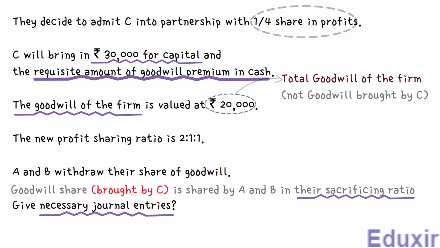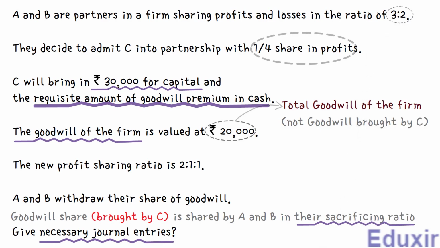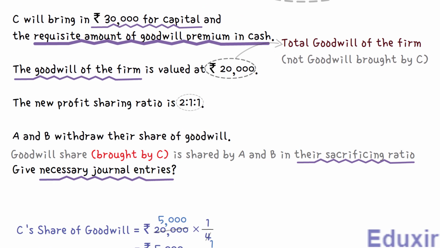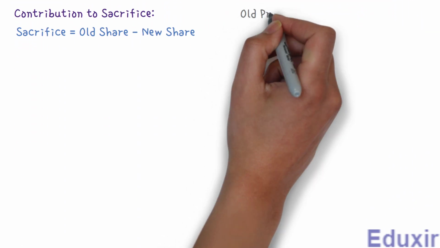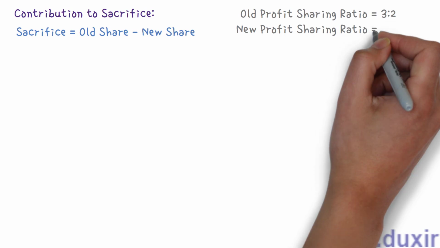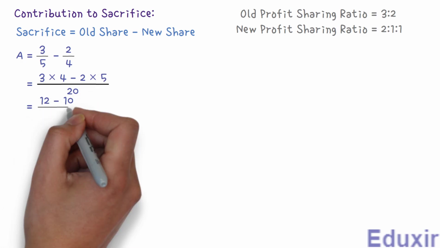Now it is given in the problem that the old partner's profit sharing ratio is 3:2. After joining C, the new profit sharing ratio of all the three partners is 2:1:1. Let us write this here for reference. Old profit sharing ratio is equal to 3:2. New profit sharing ratio is equal to 2:1:1. So, the sacrifice made by the old partner A is equal to his old share 3/5 minus his new share 2/4. Considering 20 as LCM, the numerator will have 3 fours are 12 minus 2 fives are 10, whole upon 20.